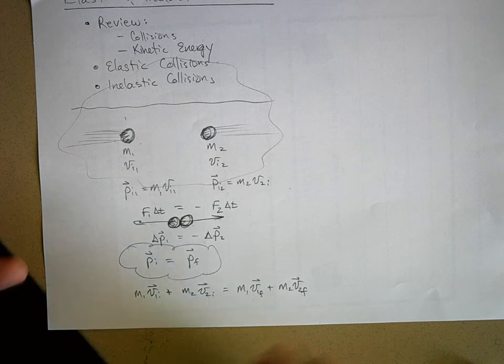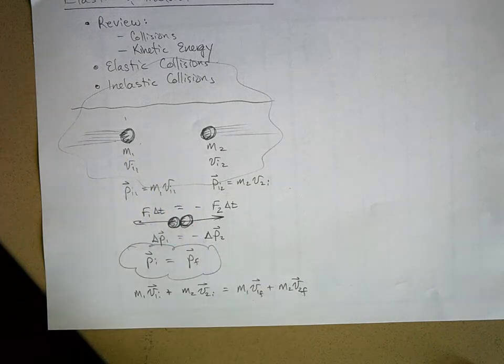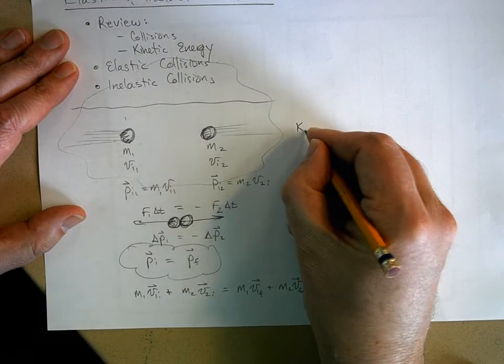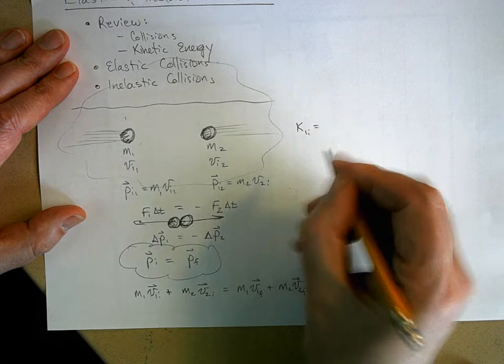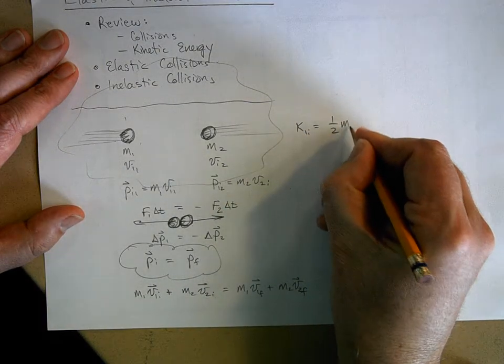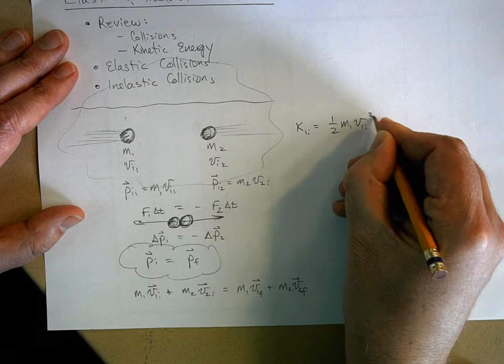Okay, so that's what we talked about. We talked about collisions and conservation of momentum. But look, these objects also have kinetic energy. Like K1 initial, the initial kinetic energy of object 1. It's 1/2 m1 v1 initial squared.